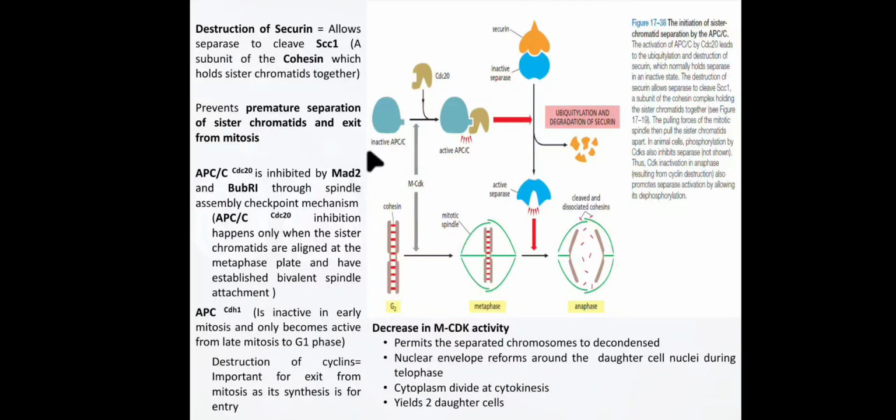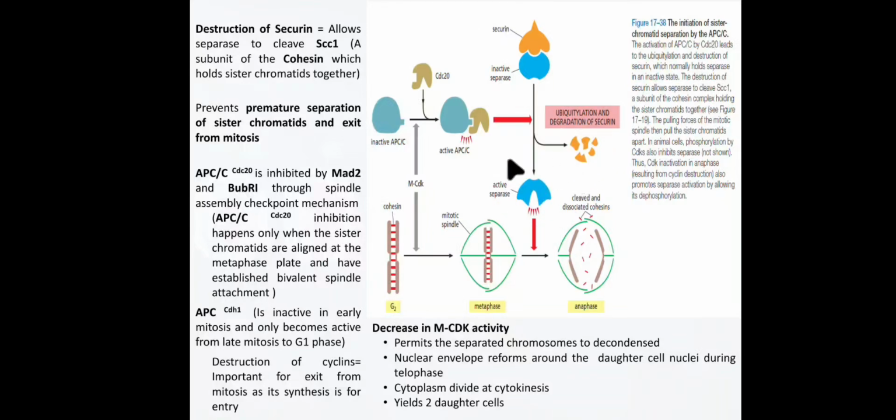So here there is APC bar C which is inactive. When CDC20 comes to ubiquitinate, it leads to ubiquitination and helps in making that active APC bar C. This active APC bar C will ubiquitinate and degrade the securin. So here securin is there, inactive separase is bound to it. When active APC bar C acts on this complex, the securin will be degraded.